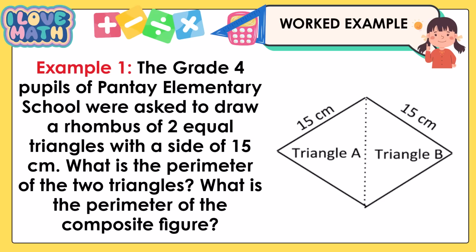Example number 1. The grade 4 pupils of Pantay Elementary School were asked to draw a rhombus of two equal triangles with a side of 15 cm. What is the perimeter of the two triangles? What is the perimeter of the composite figure?